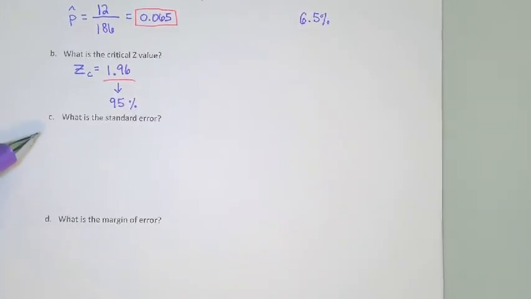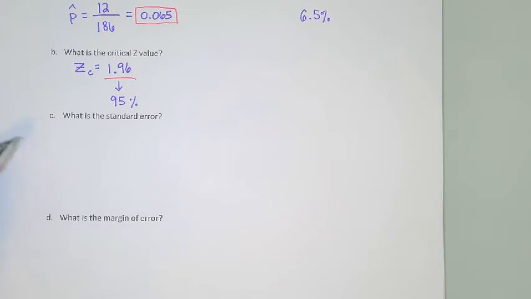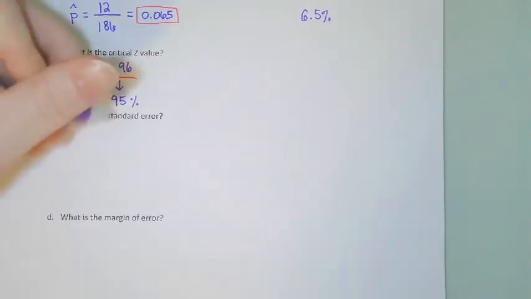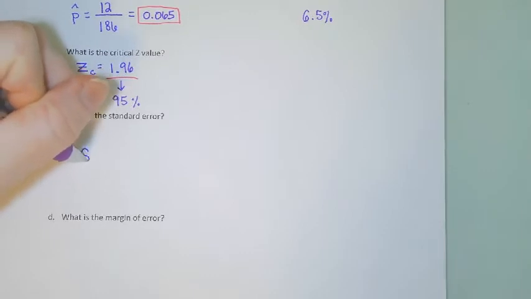Okay, so next, part C, what is the standard error? So remember that sample proportions are just estimates for the population proportion. So each sample proportion has some amount of error to it. The standard error tells us the typical or average error in the sample proportions. So to calculate this, we are going to need to use a formula for standard error.